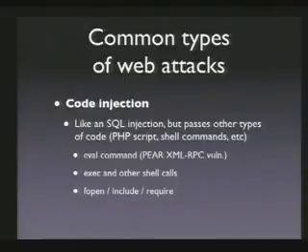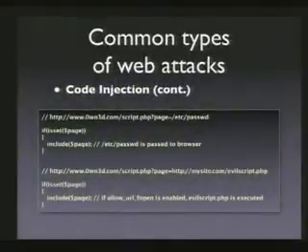Anything that's working with paths on the system, it's pretty easy to manipulate those. If you're taking user input and passing it to create, say, a path for what file to open or include or require, it's pretty easy to manipulate so you can get it to display /etc/passwd or some other system file. These are some basic things with code injection.